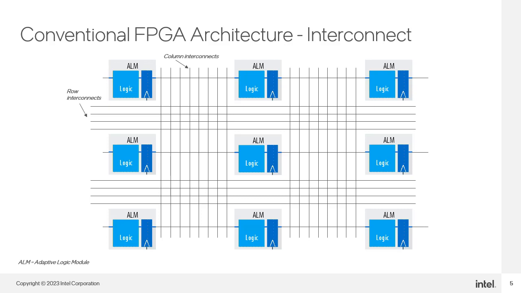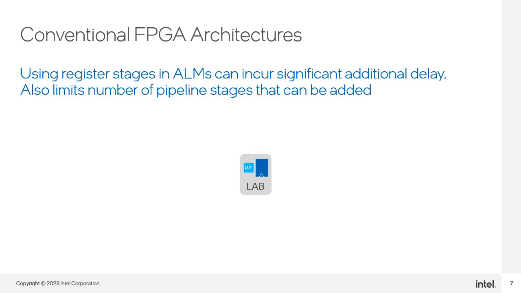To connect the output of one ALM to the input of another ALM in another area of the device, the signal would have to go through multiple row and column resources as shown here. Though we're only looking at ALMs here, all device structures, including multipliers and memory blocks, would be connected using the same strategy. If a pipeline register stage is to be inserted in the path between two ALMs, then the signal path between them must take a detour through an additional ALM in order to make use of that ALM's registers.